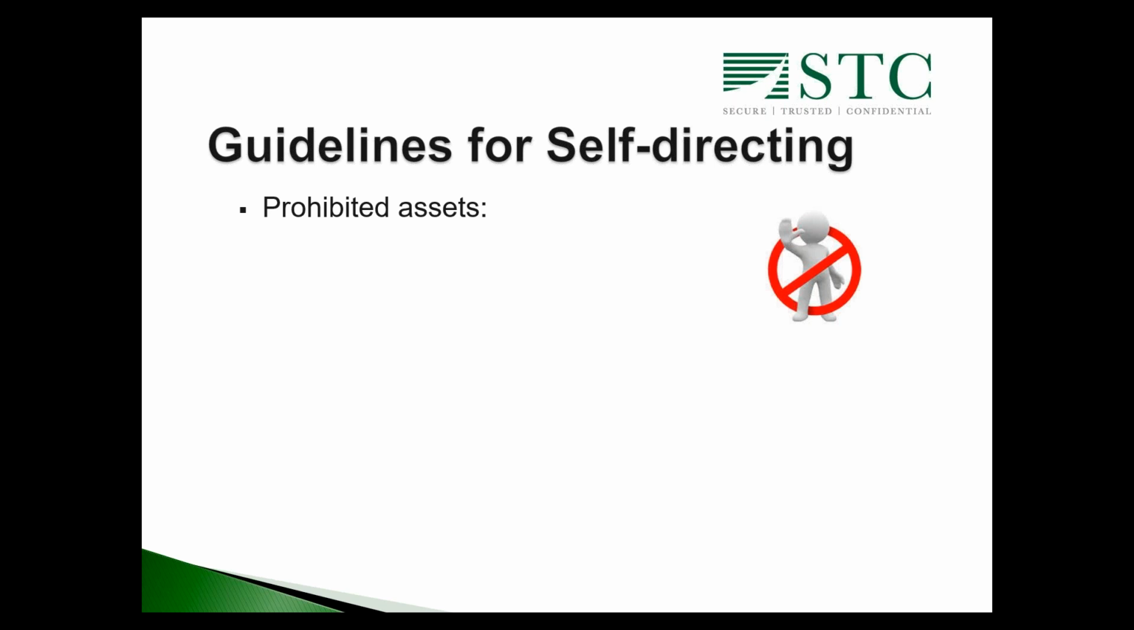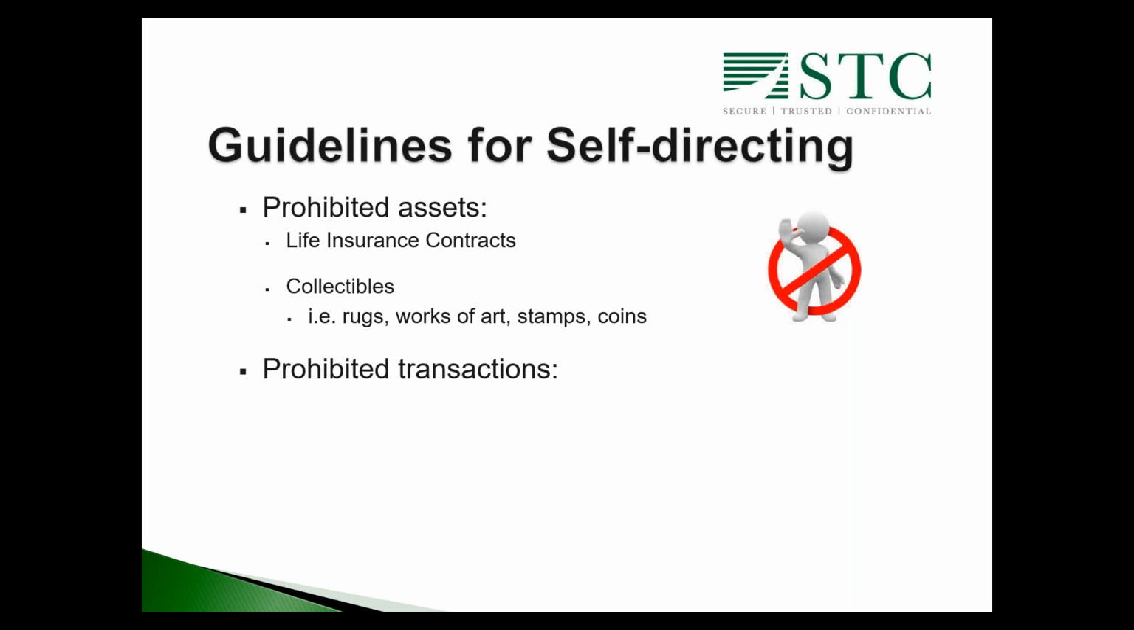So there are some investments that are prohibited. You may not invest in them in a retirement account, one being a life insurance contract. Now, there is an exception to this. If your plan is a solo 401k plan, then life insurance contracts are permissible, but in other types of plans, they are not. Another prohibited asset type is collectibles: rugs, works of art, stamps, coin collections. Those are not permitted as retirement account investments.